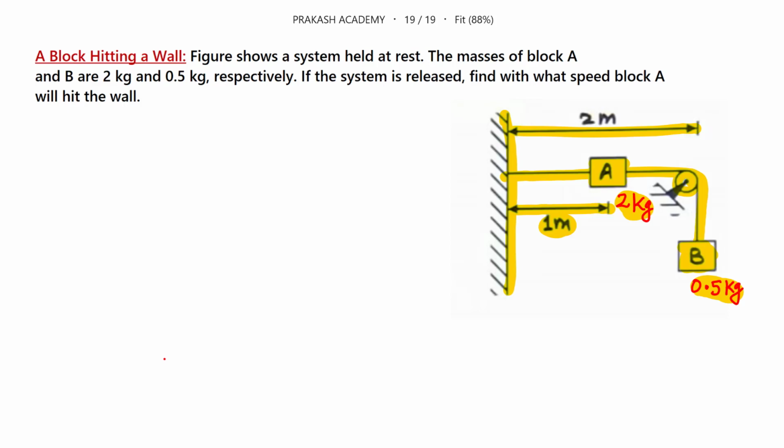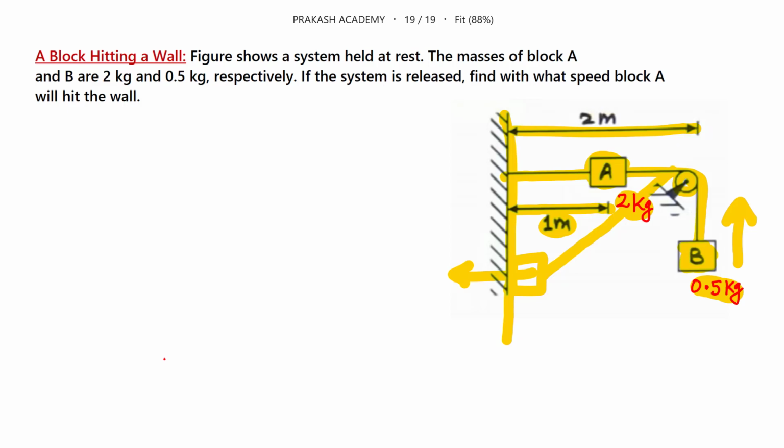Now this mass A is the heavy mass. So what will happen? This will fall down and this will move up. After a certain point of time, this mass A will reach here and mass B will go up. So finally we'll have a situation of this kind. At this point of time, you have to find what is the velocity of block B and what is the velocity of block A.